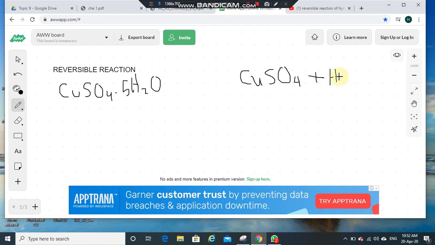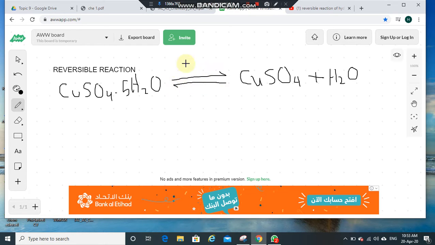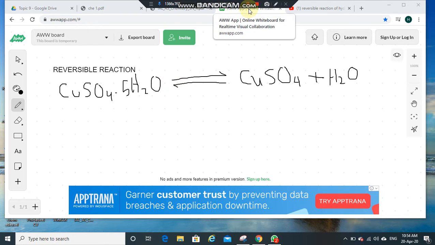I will separate them using plus. So by heating, I will produce anhydrous copper sulfate. By adding some drops of water, I will reverse the situation and obtain hydrous copper sulfate. So in order to show a reversible reaction, we can write the reversible arrow. That reaction is an example of a reversible reaction.